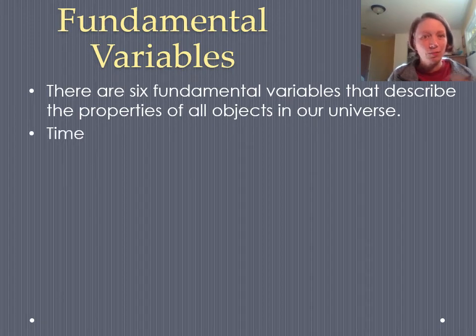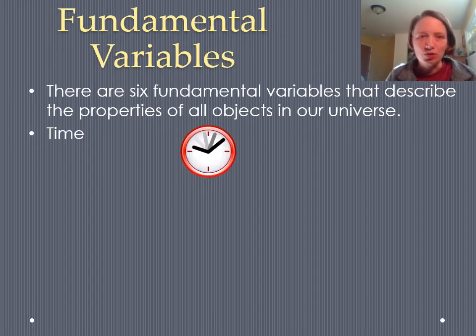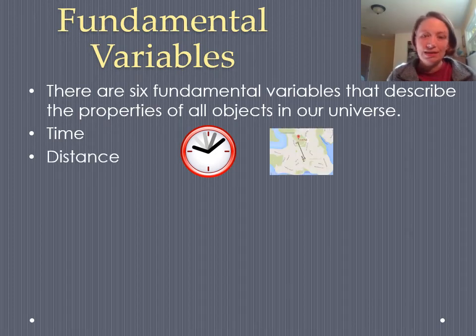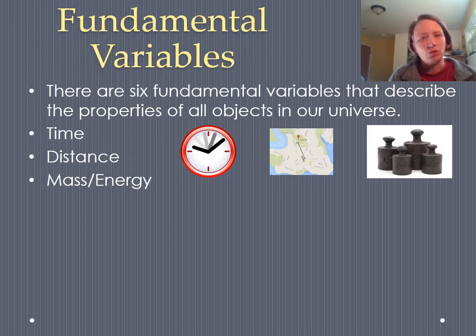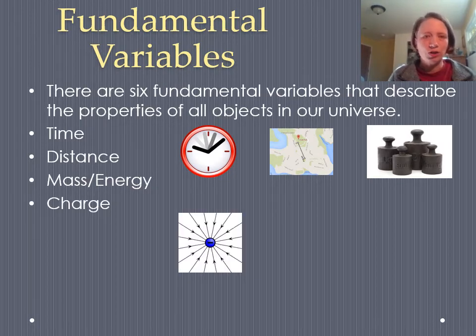The first fundamental variable is time. Obviously measurable, changes, fits all of our criteria for variables, and you probably realize that's a very important one in terms of describing the way the world works. Distance, which is how far apart things are, is another fundamental variable. Mass and energy go together, and we'll learn about that later in this unit, but that describes how much stuff is inside of an object. Then there's something called the charge, which is a subatomic particle known as an electron or a proton, and we'll talk about those a lot in our electricity units.